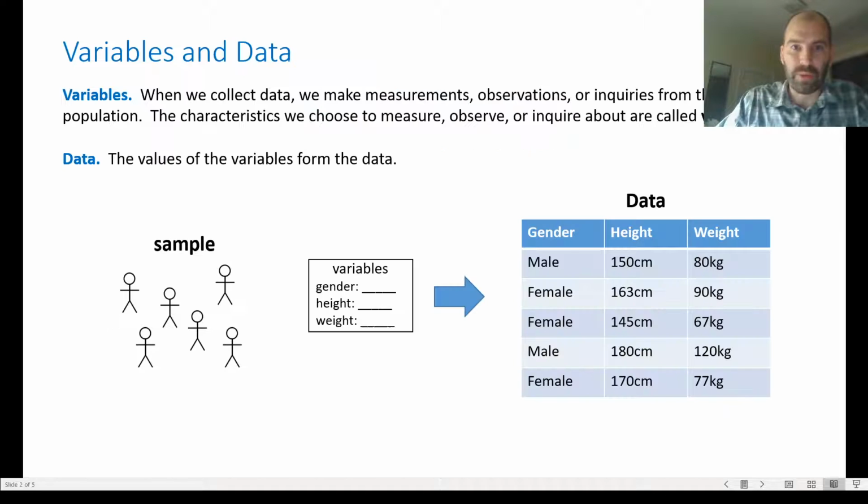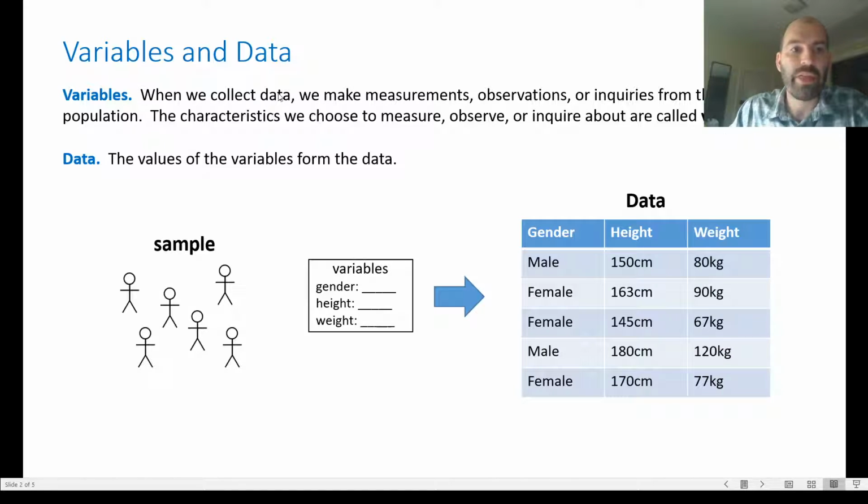So what are variables? When we collect data, we ask questions. We want to find out stuff. We want to know how big something is, or how concentrated that pollutant is, or what breed of dog that is, right? These are the variables, the characteristics that we're measuring. The characteristics that we choose to measure, observe, or inquire about are called the variables.